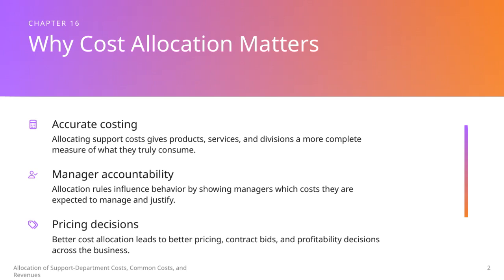Another crucial point is how cost allocation impacts pricing decisions. With better cost information, businesses can set prices more strategically, prepare more competitive contract bids, and ultimately improve overall profitability. In summary, the allocation of support department costs, common costs, and revenues isn't just an accounting exercise, it's fundamental for driving accurate costing, promoting accountability, and supporting smart pricing strategies. These are the core reasons why cost allocation matters so much in any organization.